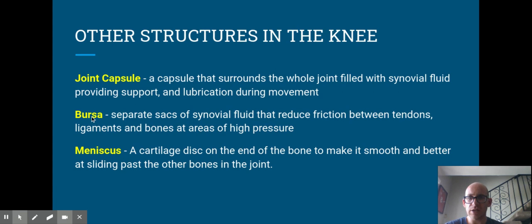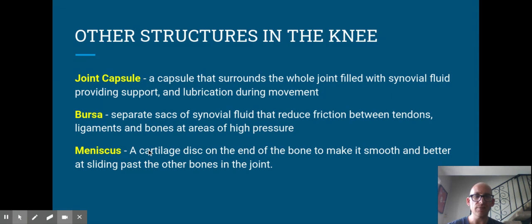The next structure is a bursa. You have these separate little sacs of synovial fluid that are concentrated in areas of great friction, like between the ligaments and the bones, in areas of high pressure. You get these little bursas, extra padding sacs filled with fluid to protect them. The last piece is the meniscus. A torn meniscus is a fairly common injury among athletes, and we'll talk briefly about what that is.